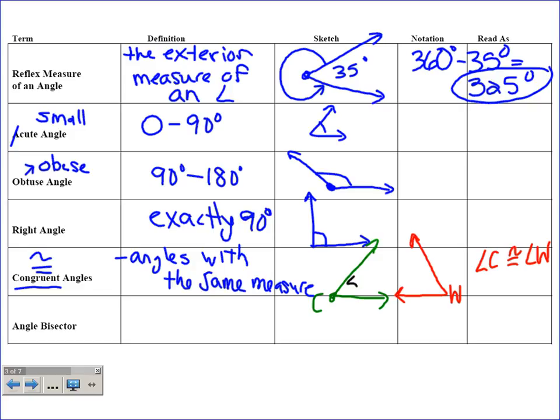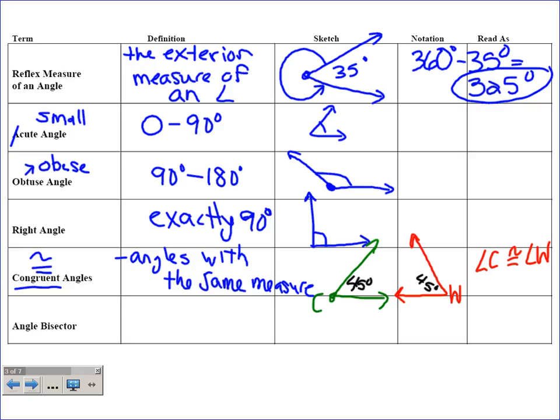I'm going to get out of your way soon here. 45 degrees and 45 degrees. If they're both 45 degrees, boom, they're congruent. Even if they're turned sideways, turned around, or turned upside down, it does not matter. If they're both 45 degrees, those two angles are congruent. Angles with the same measure.